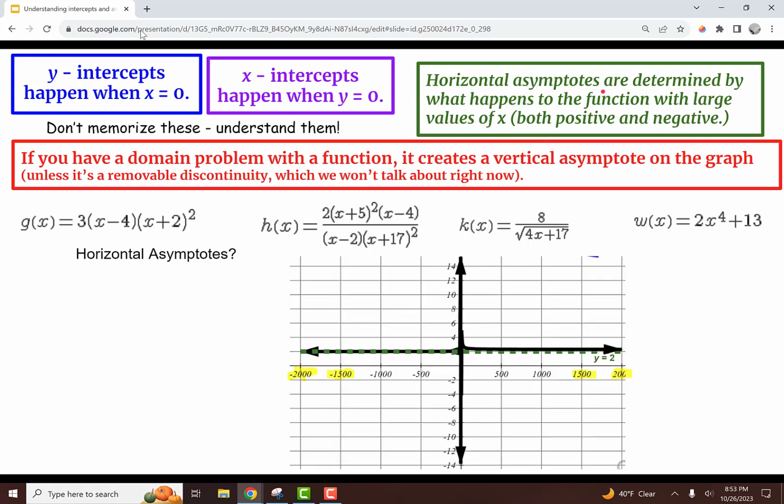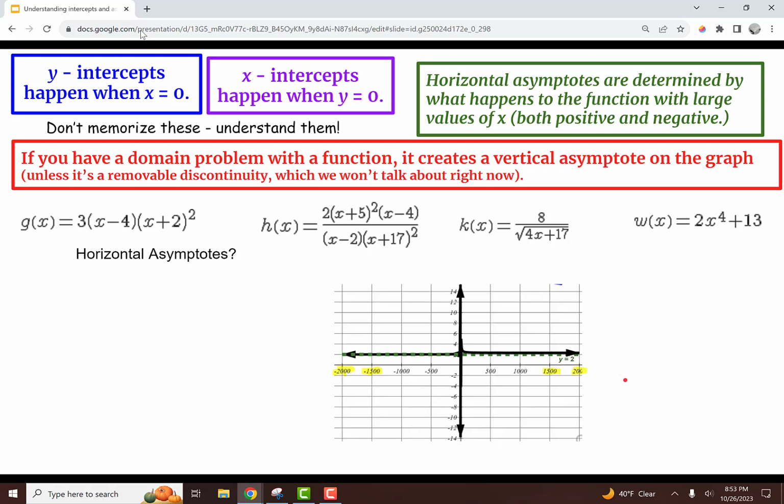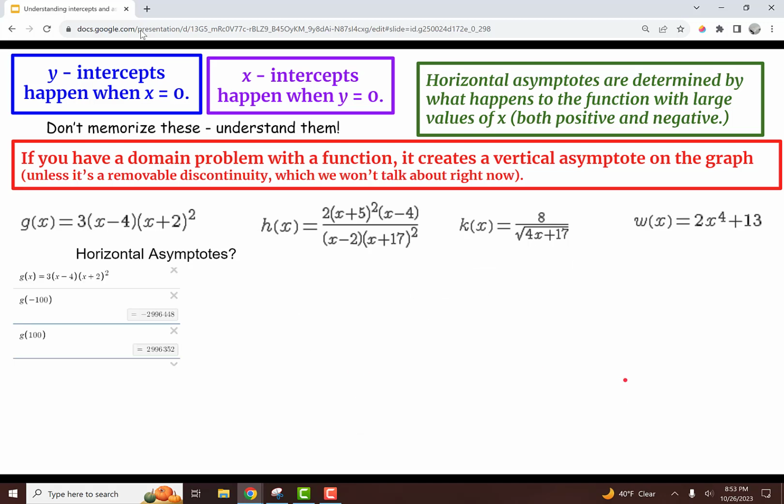So notice when we were playing with our function f, we were plugging really large values, and even those aren't that large. So, for example, G, I plugged in negative 100 and got negative 3 million roughly. I plugged in 100 and got positive 3 million. It's not really leveling out, so there's not a horizontal asymptote there.